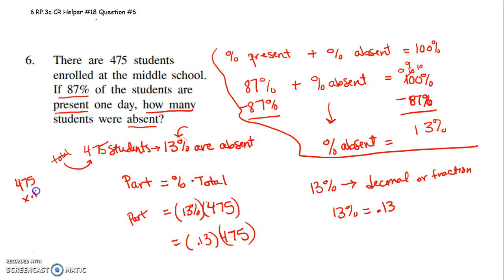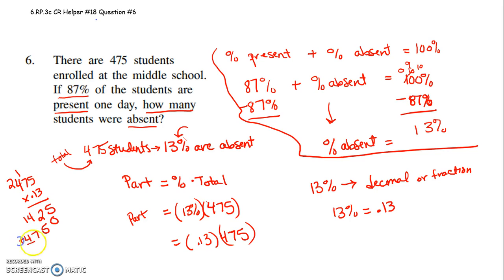475 times 0.13. 3 times 5 is 15. Put down a 5, carry a 1. 3 times 7 is 21, and 1 more is 22. Put down a 2, carry a 2. 3 times 4 is 12, and 2 more is 14. 0 placeholder. 1 times 5 is 5. 1 times 7 is 7. 1 times 4 is 4.